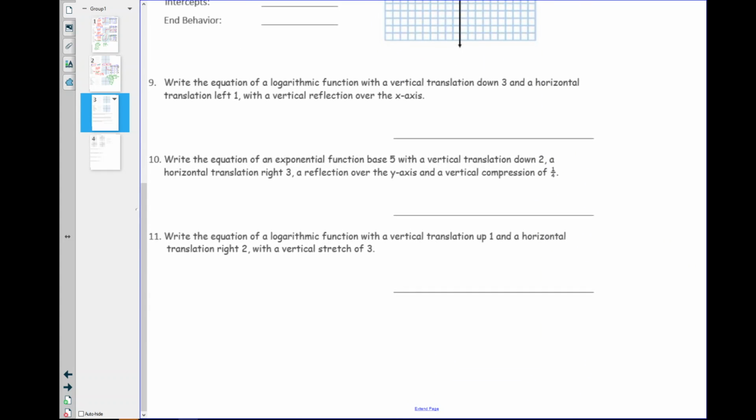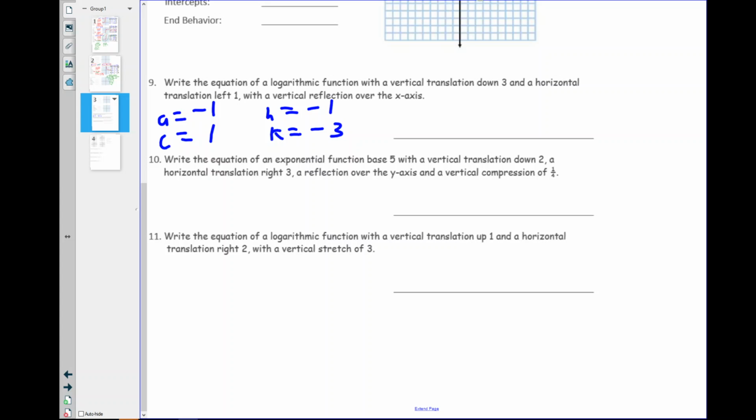Write an equation of a logarithmic function that has a vertical translation down 3, a horizontal translation left 1, and a vertical reflection over the x-axis. So A, C, H, K. What would A be? -1. It doesn't say anything about a stretch, but it does say an x-axis reflection, so -1. What would C be? 1. What would H be? If you're going left 1, -1. What would K be? -3, because we're going down 3.